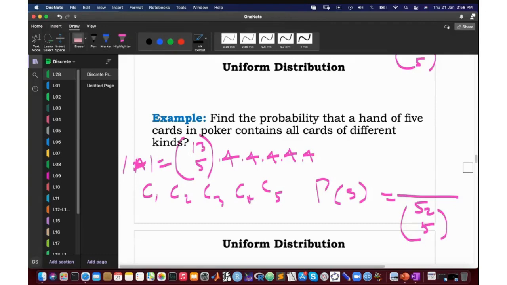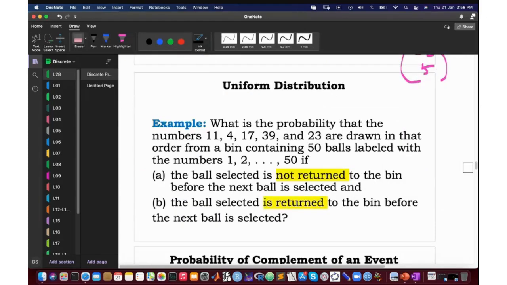Okay, awesome. So again, you need to choose these numbers 11, 4, 17, 39, 23 from a bin which contains balls numbered 1 to 50. How many numbers do you have to choose? You have to choose 5 numbers. And the question has two parts. One is that you don't return the ball that you have picked, and in the second part you do return the ball.